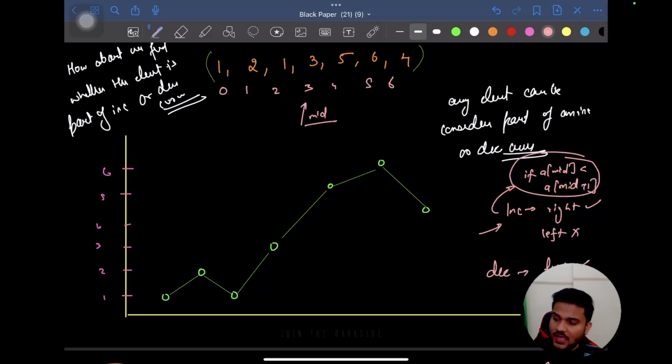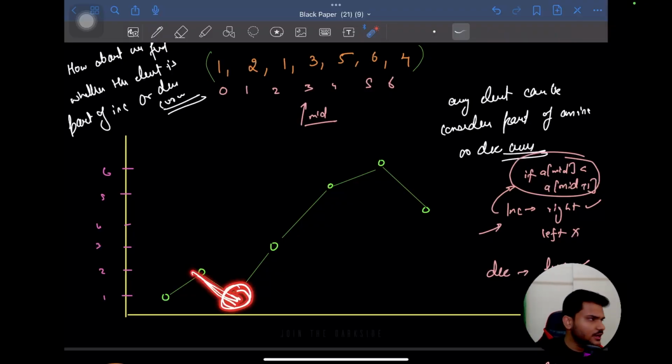Now, sometimes you might feel that, okay, 1 can also be part of a decreasing curve, right? So for these cases, you can judge it like anything. Even if you consider 1 as a part of a decreasing curve, then also we will be able to find the answer. No problem there. So that is why I'm just keeping this as the comparison criteria.